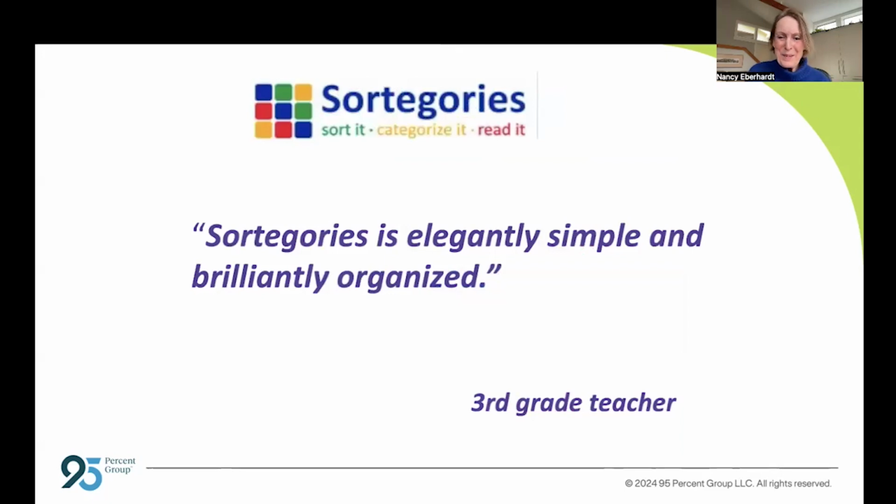We'd like to think that it is the word knowledge network that gave rise to this comment, which is Sortegories is elegantly simple and brilliantly organized, because it was important to us in the development of Sortegories that we created a model not only for Sortegories activities, but a model that can be replicated in your classrooms. We hope that this model will help you bring more students to a proficient level of reading, which is our number one goal.